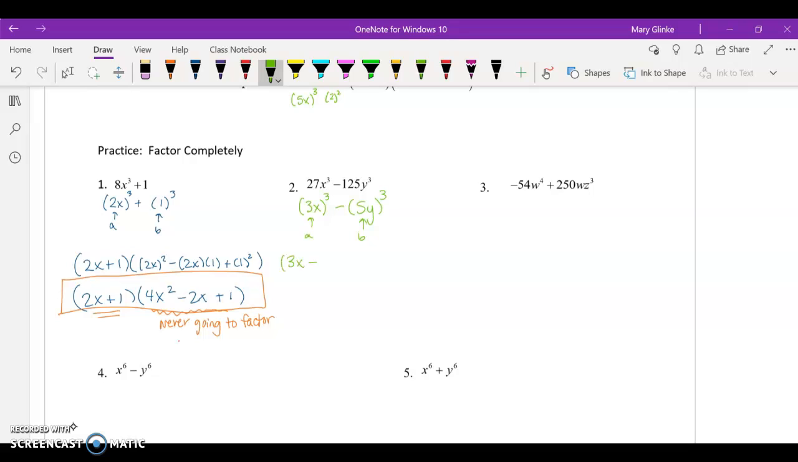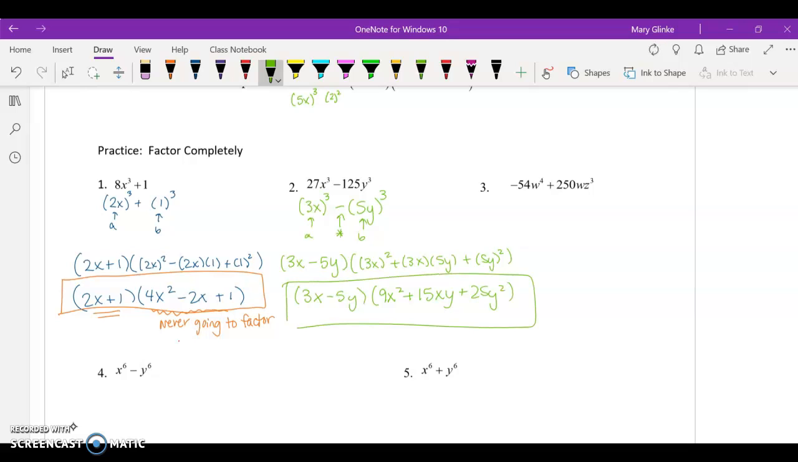So it's going to be a minus b. The only reason that it's a minus is because of the sign in the middle, times a squared plus a times b plus b squared. So then we simplify: 3x minus 5y times 9x squared plus 15xy plus 25y squared. So that would be our final factored form, because again, after you use the sum and difference of cubes, it's not going to factor further.